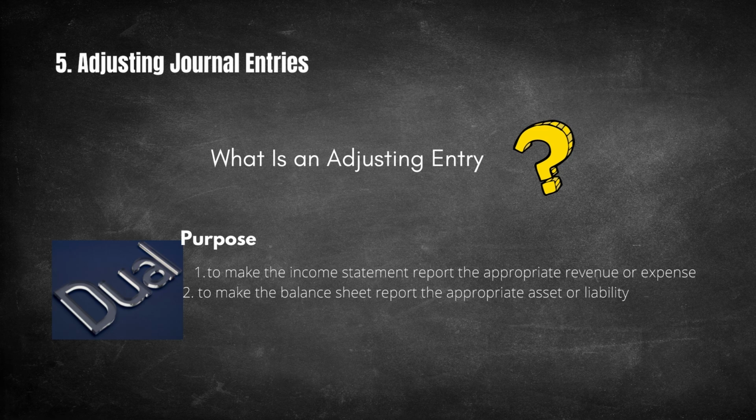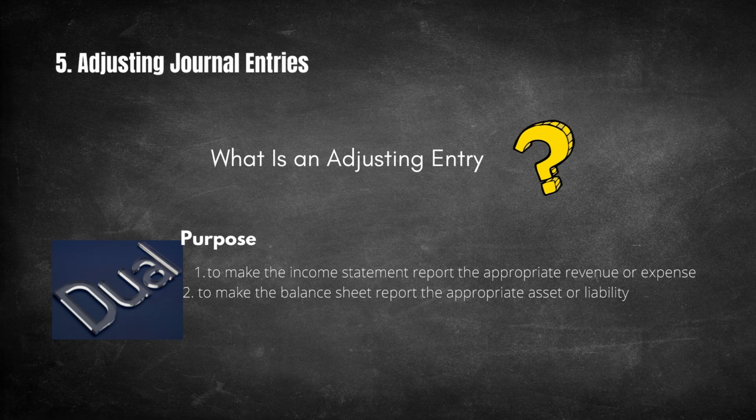Periodic reporting and the matching principle may also require adjusting entries. Remember, the matching principle indicates that expenses have to be matched with revenues as long as it is reasonable to do so. To follow this principle, adjusting journal entries are made at the end of an accounting period or anytime financial statements are prepared so that we have matching revenues and expenses.